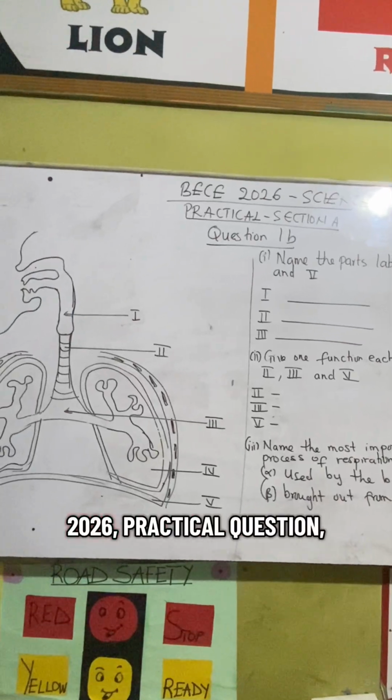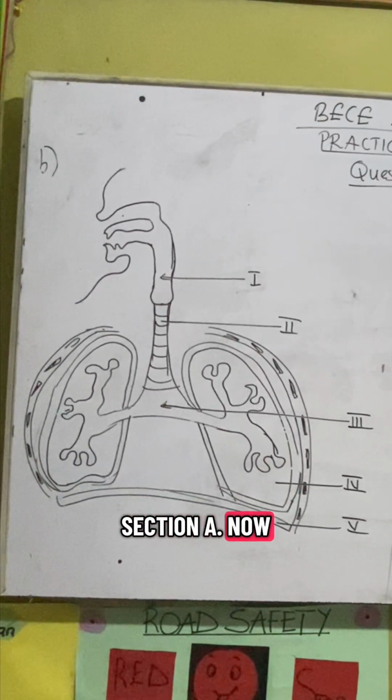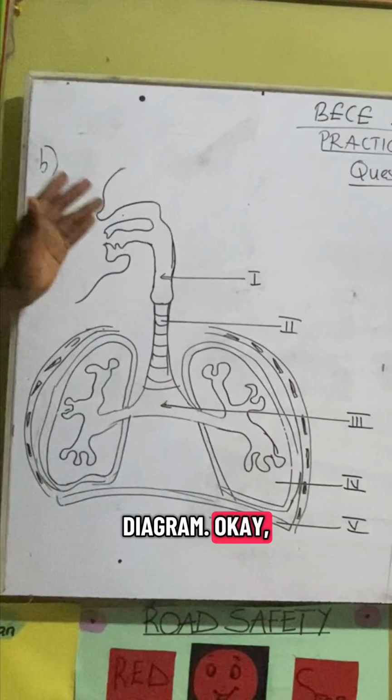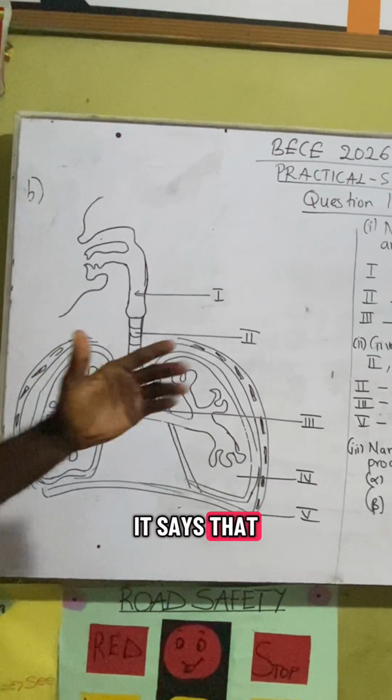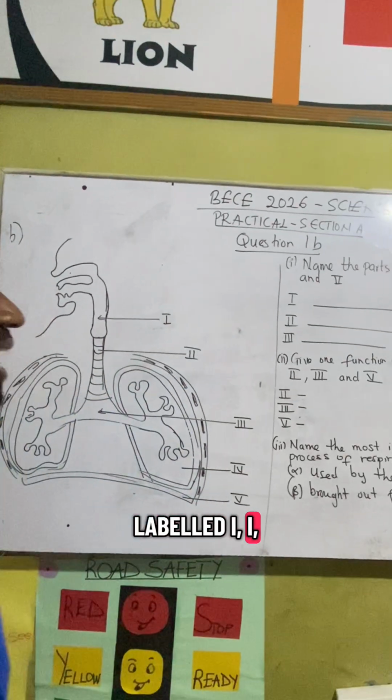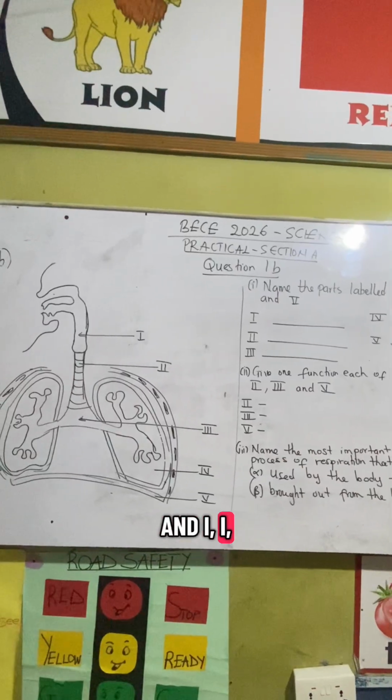BEC 2026 practical question, Section A. Now, this is the diagram, okay? Question 1B. It says, name the parts labeled I, II, III and IV.